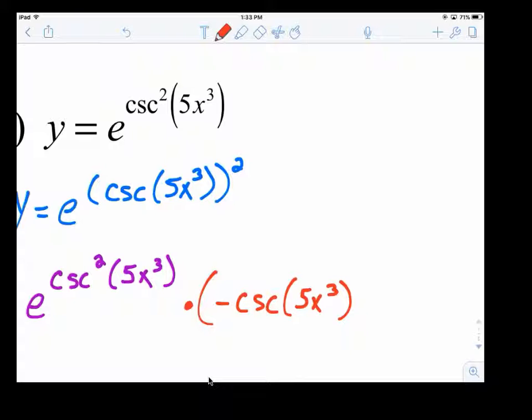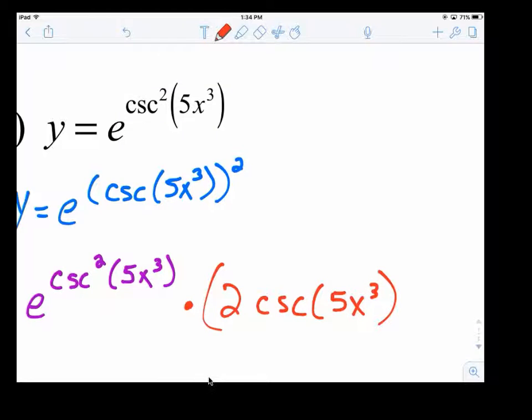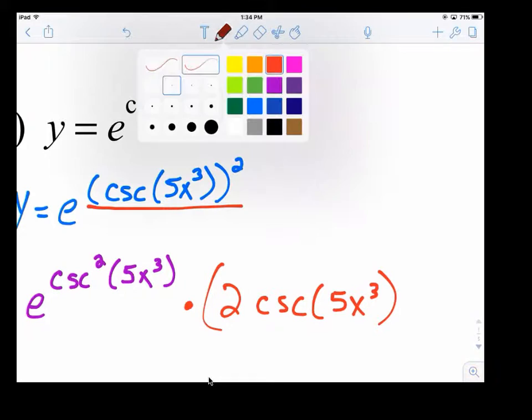Who had a question? Oh, yeah, we forgot about that. Good catch, Samantha. All right, it's good. So you bring down the 2, then you have cosecant of 5x cubed. Not yet. So what we did is we took the derivative of the entire exponent, right? So we brought down the 2, which gives us that. Now we need to work on the inside.